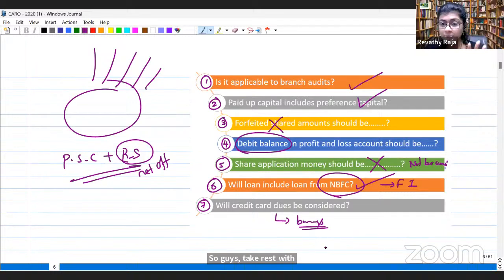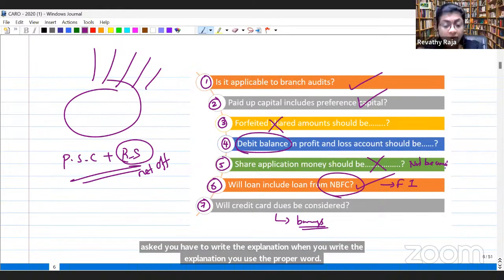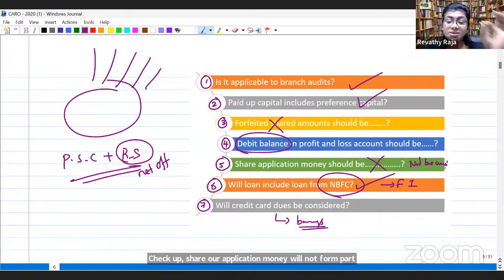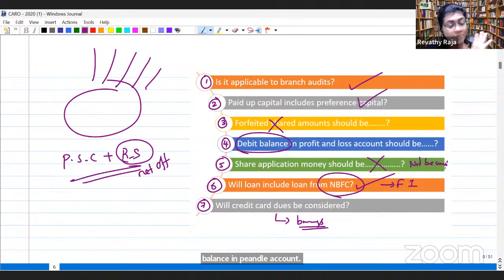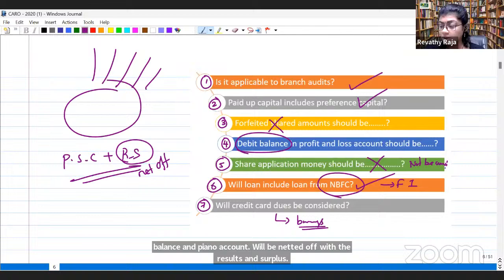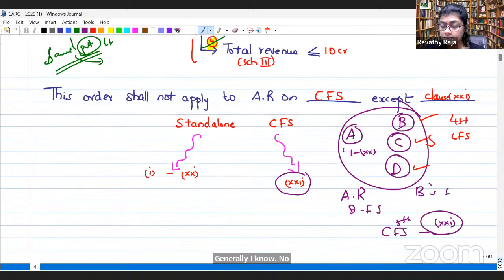In auditing, the problem is that even though a numerical question is asked, you have to write the explanation. When you write the explanation, use the proper words. Share application money will not form part of paid up capital, hence it is not considered. A debit balance in the P&L account will be netted off with the reserves and surplus.